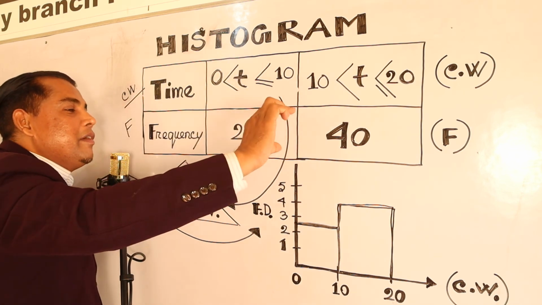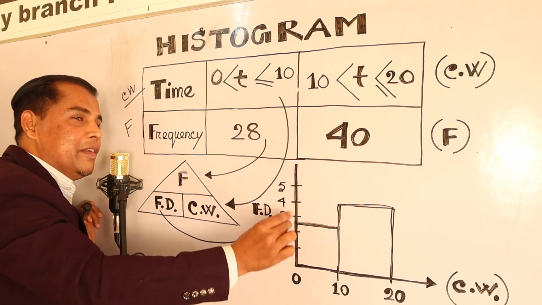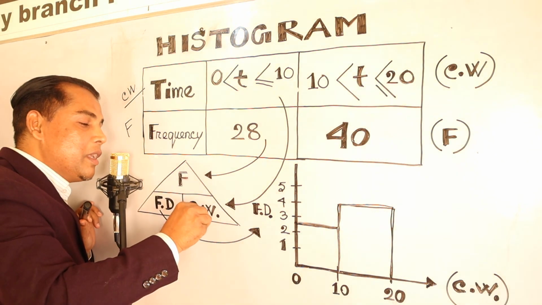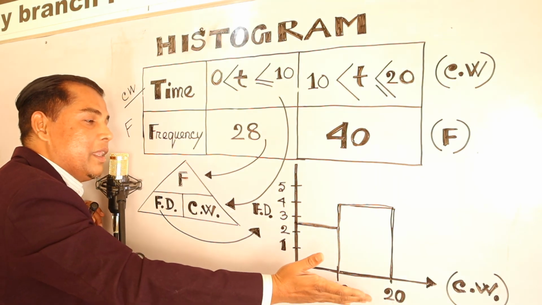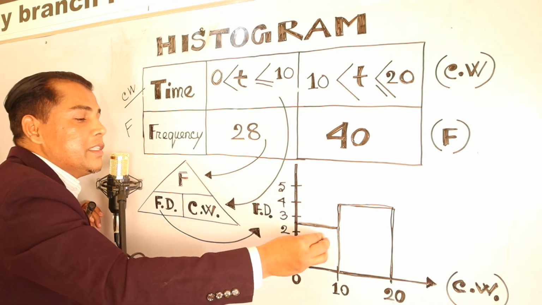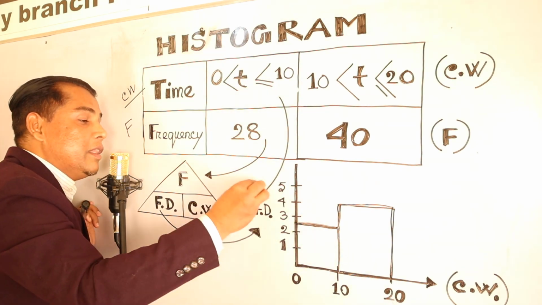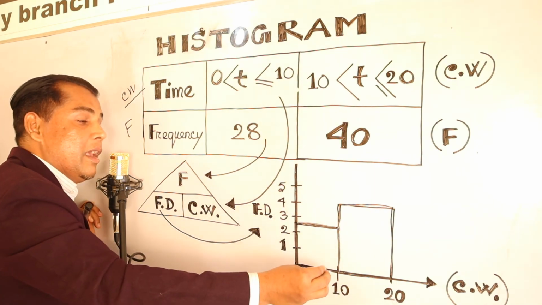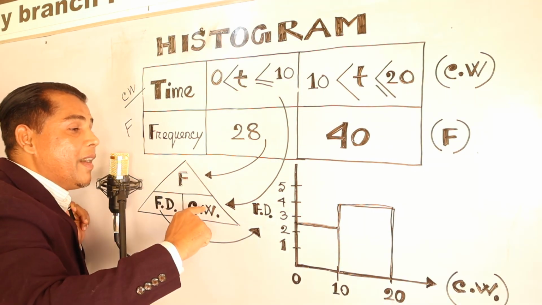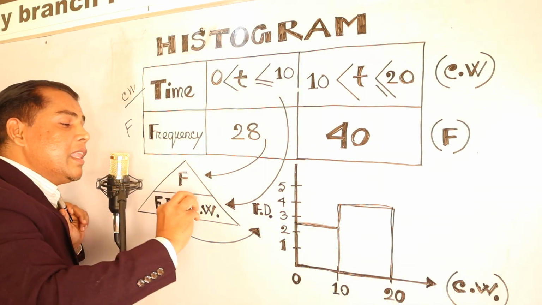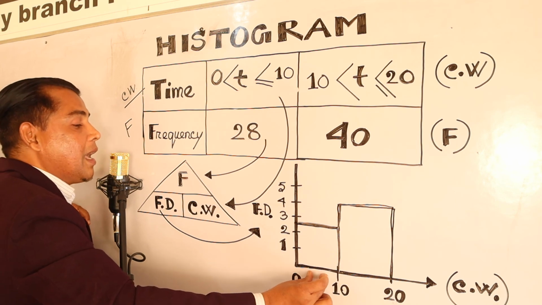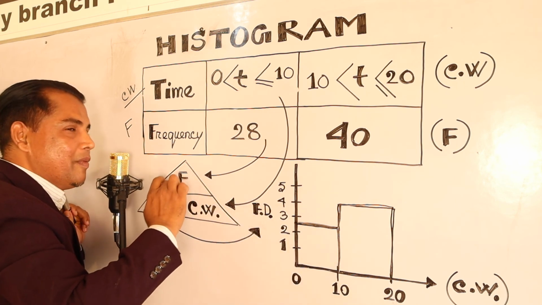And this is the frequency. And this is the frequency density. You need to memorize this is frequency, this is class width. I mean the downside is the class width. This one is the frequency density. So for getting the frequency, I mean area, these and these have to be multiplied. At the same time, for getting the frequency density, these and these have to be divided. Again, for getting the class width, these and these have to be divided.